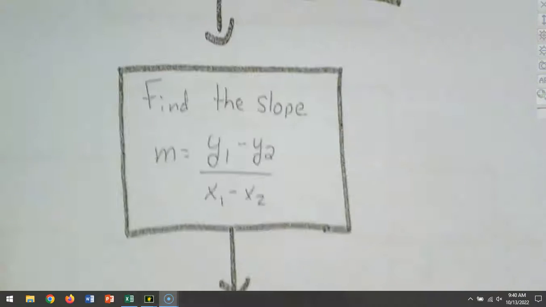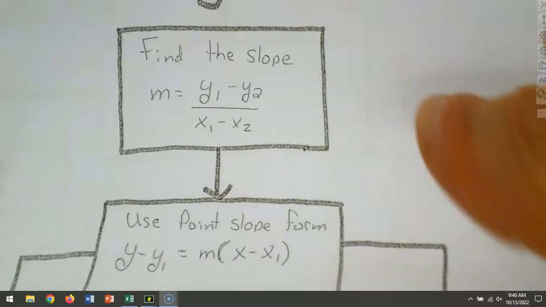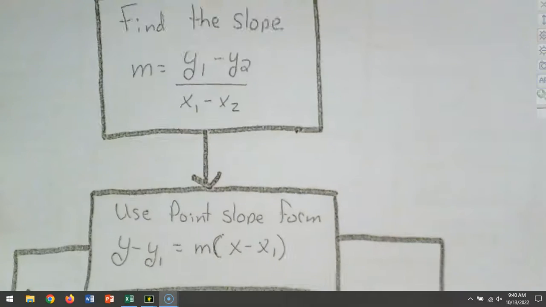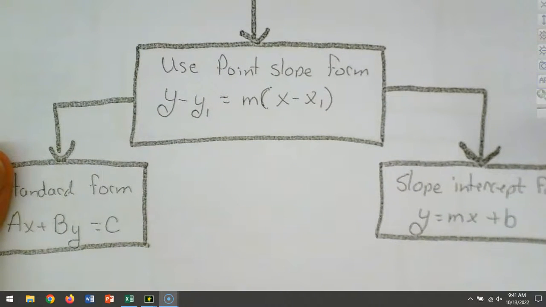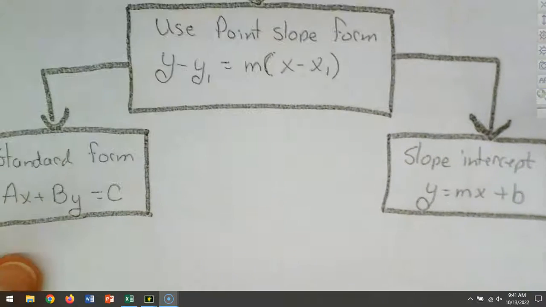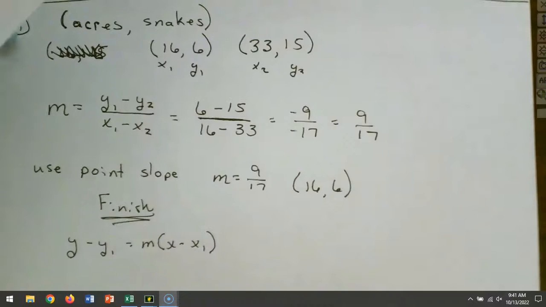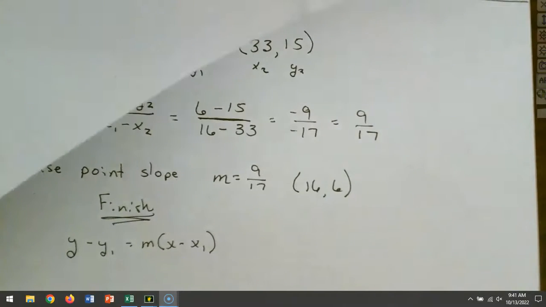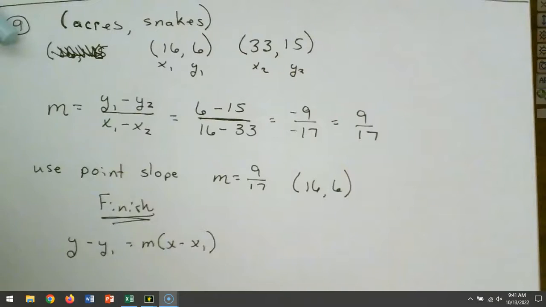So what did we do first? We had 2 points, so the first thing we did was we found the slope. That's what we just did here. And then from there you use the point slope formula, which is what you're going to have to do. And then you'll either write your answer in standard or slope-intercept. On question 9, you're going to want it in slope-intercept form here. But you'll use this flow chart to help with that.